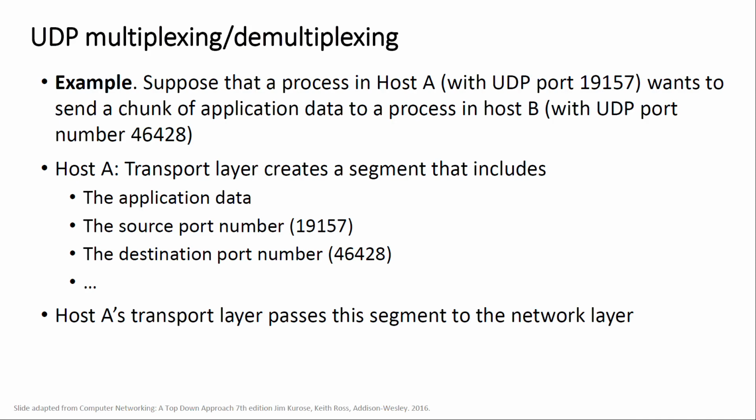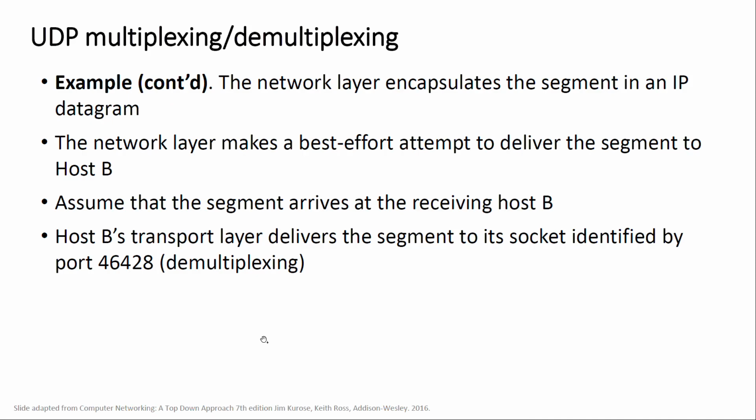Suppose that a process in host A with UDP port 19,157 wants to send a chunk of application data to a process in host B with UDP port number 46,428. So host A does this. Transport layer creates a segment that includes the application data, the source port number, like here, and the destination port number, as we specified here. Host A's transport layer passes this segment to the network layer.